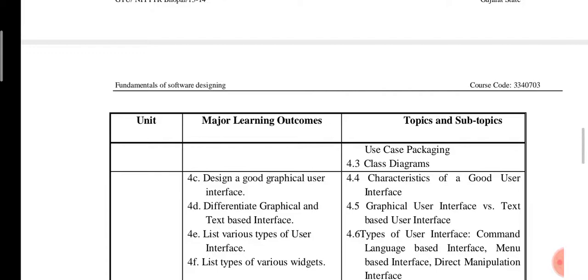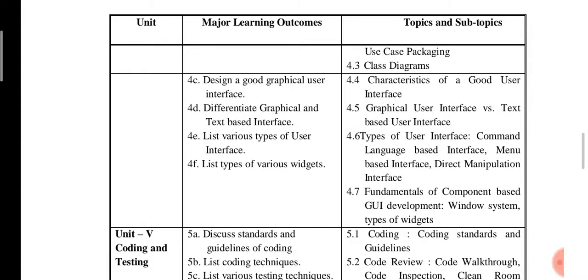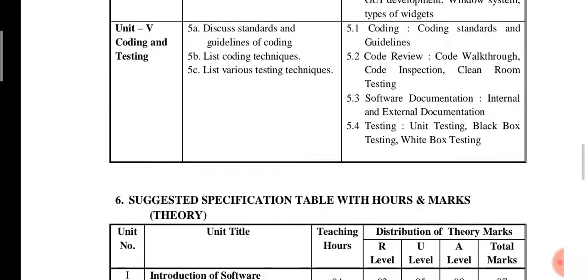of various widgets. So it considers the types of user interface: command language based interface, menu based interface, direct manipulation interface, and so on. And widgets are considered as the Windows system and types of widgets. Then chapter number 5 is coding and testing. So it discusses standards and guidelines of coding, lists coding techniques, and lists various testing techniques. So coding, its review, its testing, maintaining, its documentation, and then publishing the application. So here this is our chapter introduction.